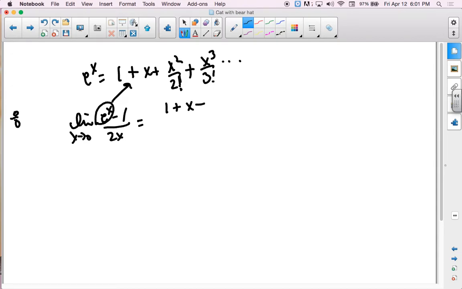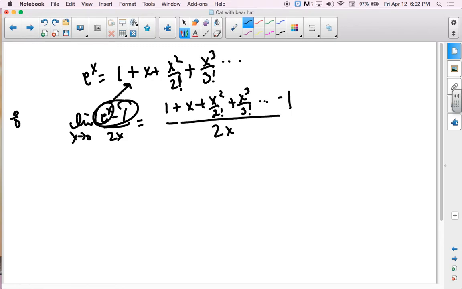1 plus x minus 1, plus x squared over 2 factorial plus x to the third over 3 factorial, on and on, minus 1. So it's e to the x minus 1 over 2x, and we take the limit as x approaches 0. My 1's cancel, and then I can start dividing x into all of these. I have x over 2x, which is 1/2.